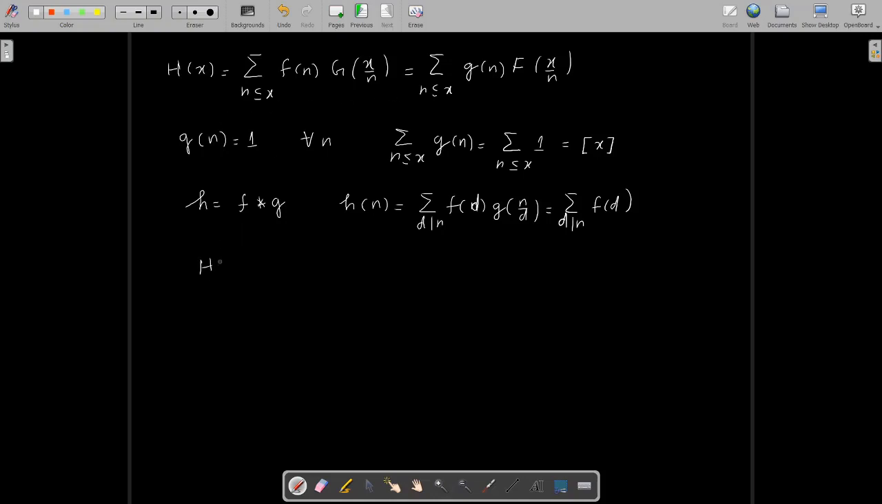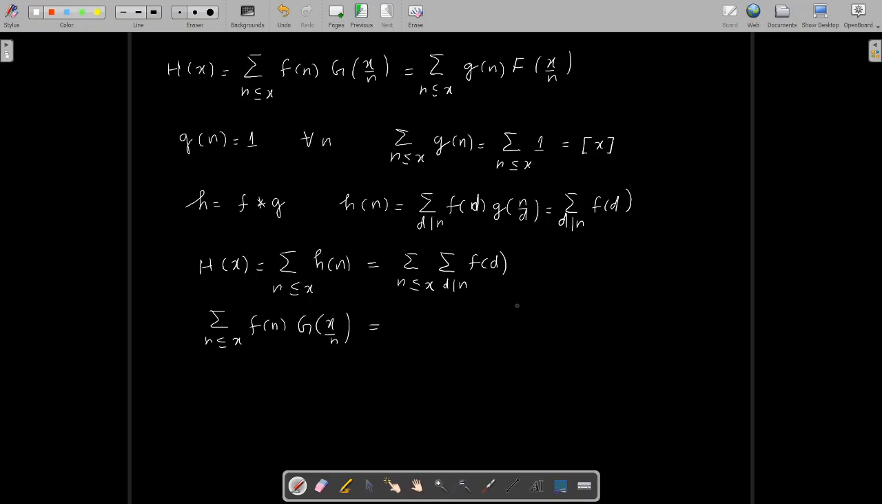First we have to find capital H of x. What is H of x? H of x is sigma n less than or equal to x, h of n. That's the partial sum of h of n. This h of n can be written as sigma d divides n, f of d. This is the H of x here, and now we have to evaluate sigma n less than or equal to x, f of n, G of x by n.